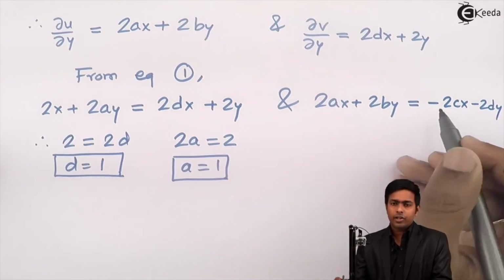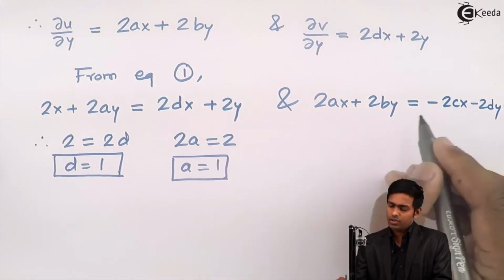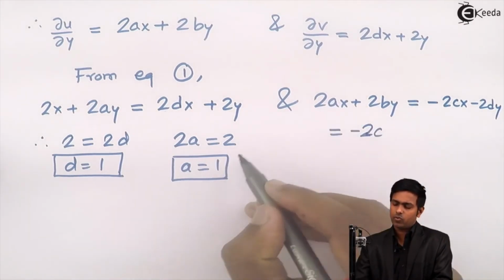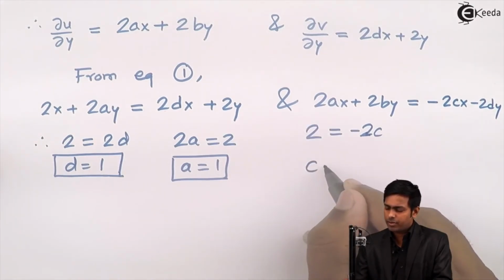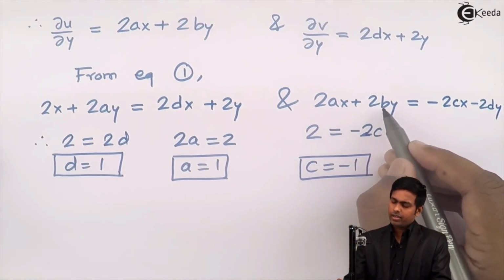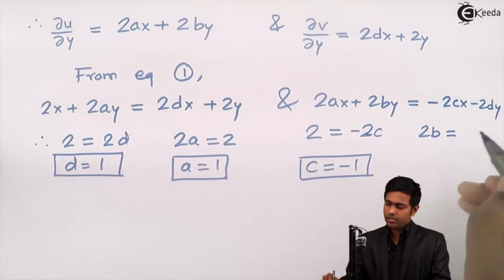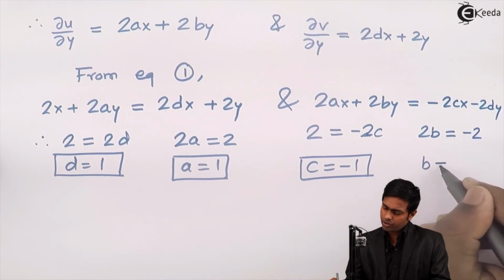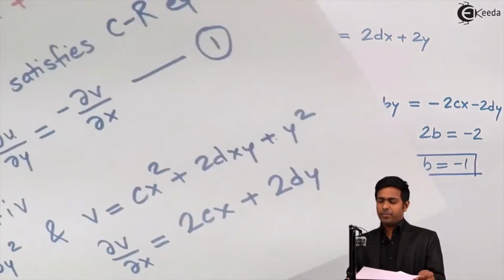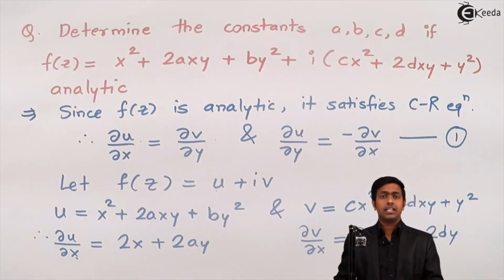Now let's come here. The coefficient of x is 2a, and here the coefficient of x is -2c. So 2a is equal to -2c, but we already have a equal to 1, so 2 into 1 is 2. Therefore c becomes -1. And the last one, 2b is equal to -2d. d is 1, so it is -2. So b is also equal to -1. So guys, here we got the values of a, b, c, d from this function f of z, since it is analytic.